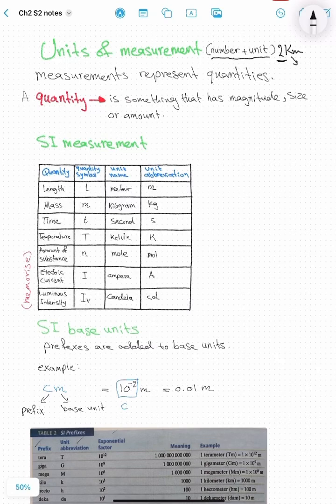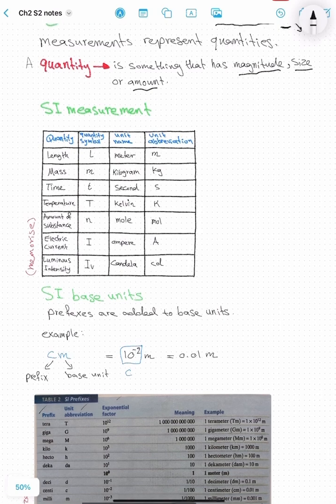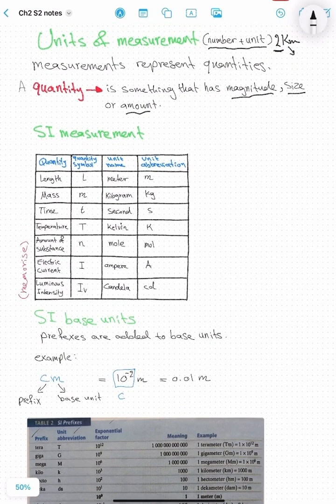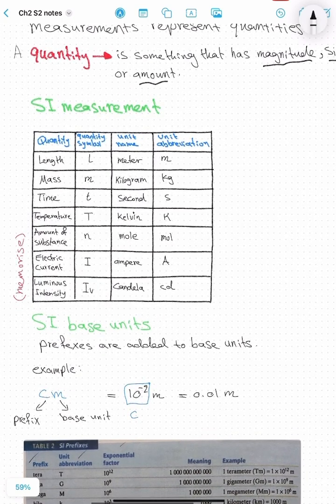What do you mean by quantity? It is something that has a magnitude, so how much, magnitude, size, or even amount. Okay, so numbers, we talk about numbers. We use specifically SI units. For example, for length, we can use kilometers, meters, centimeters. We have a lot of units, right? But specifically, for length, we use meters, okay?